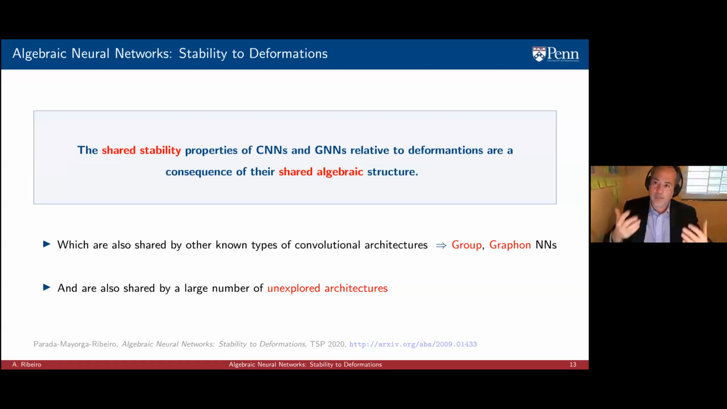That's not the only thing that I want to cover. The fundamental result that I want to present today is that the shared stability properties of CNNs and GNNs, and I remind you that I just told you a minute ago that the CNN and the GNN are better at leveraging symmetries than filters are, that shared property is actually a deep consequence of their shared algebraic structure. It's not a coincidence that the CNN outperforms a convolutional filter and that the GNN outperforms a graph filter, and that they outperform them in the same way, which is better stability to deformations. That's a consequence of the algebraic structure that the CNN and the GNN have, which they inherit from the algebraic neural network. And of course, this holds not only for CNNs and GNNs, it also holds for group and graphon neural networks. It holds for a large number of architectures that are yet to be explored.